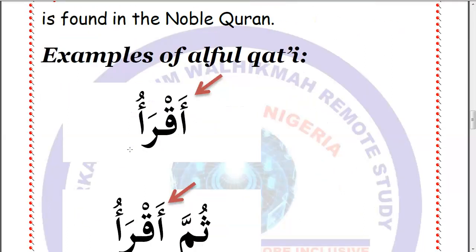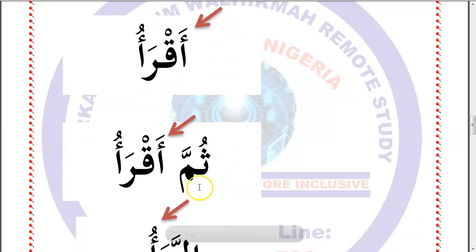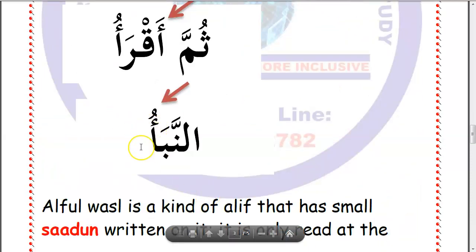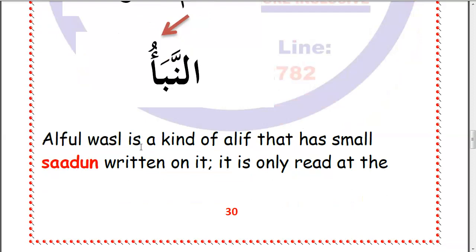So now, examples to illustrate what I've just said. Here is Alif al-Qati at the beginning: Aqra'u. Here it is in the center: ثم أقرأ. It was read, isn't it? MashaAllah. And here is Alif al-Qati at the end: An-naba'u. It was read.